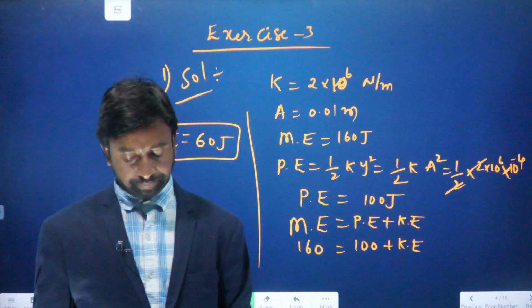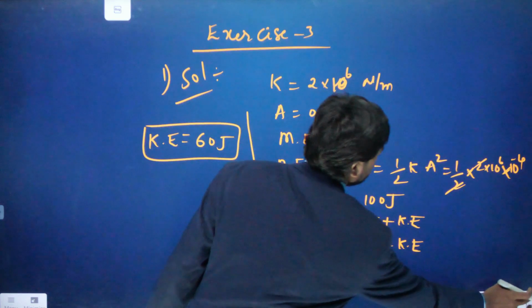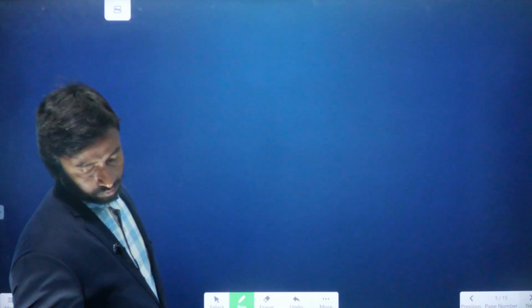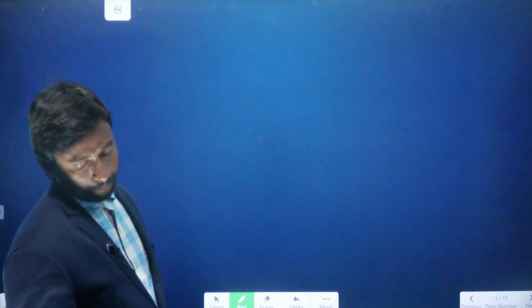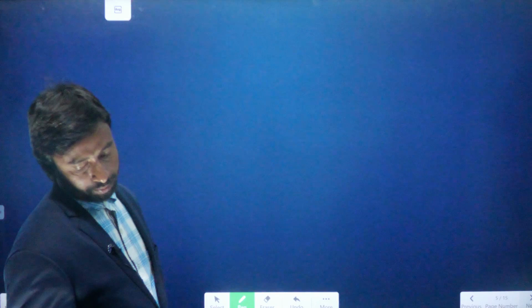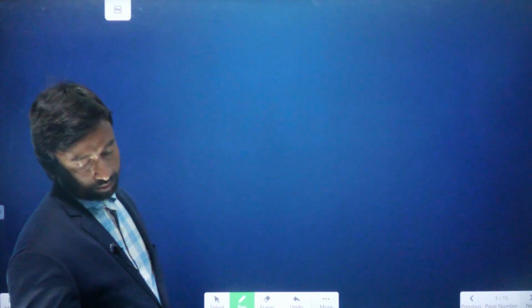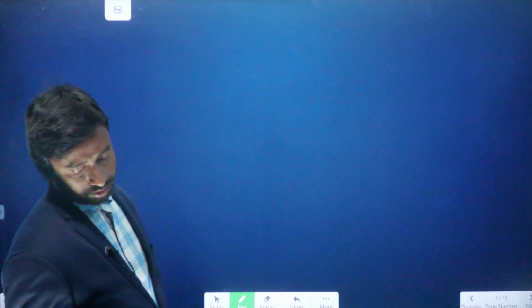Okay, the third question you see here. In the second one, they are asking, in the above problem, the minimum potential energy. What is the minimum potential energy? It is 100 joules there. Then the maximum kinetic energy is 60.